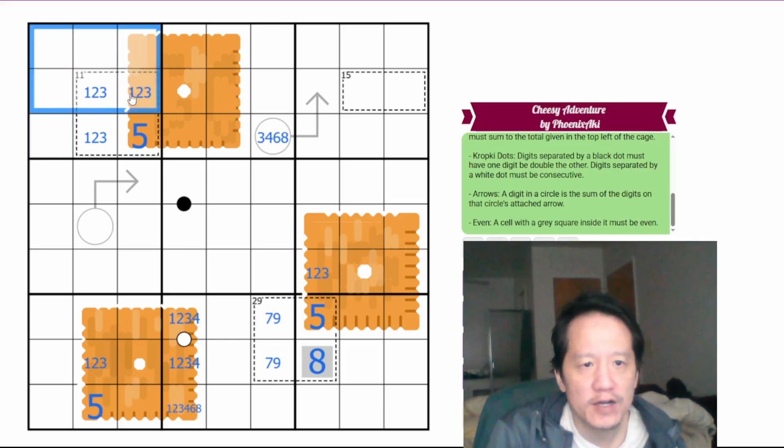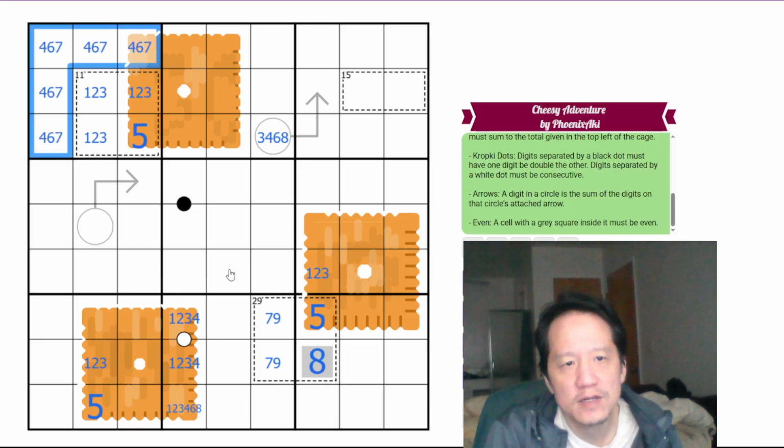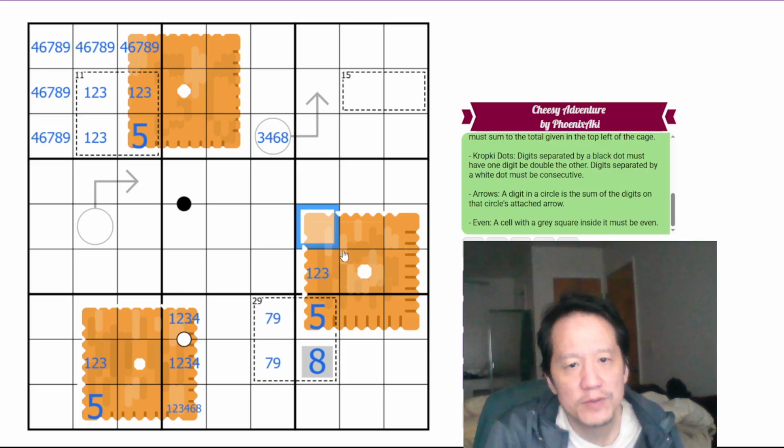In this box, what are the remaining digits? It's 4, 6, 7, 8, 9, right? Well, this could be then 4, 6, 7, 8, 9, but it can't be 8 because of this 8, so this one can't be 8 either. Then this is 4, 6, 7, or 9 here.